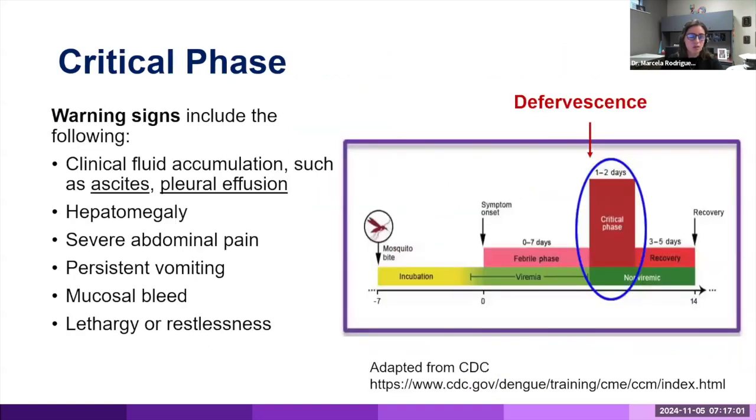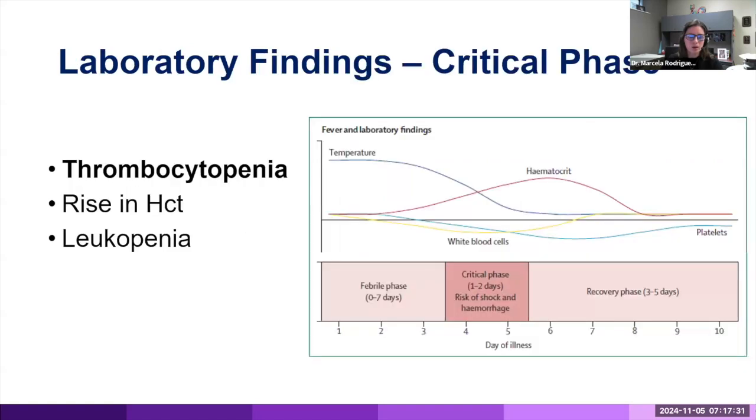After the febrile phase, we have the critical phase, which happens exactly after the patient defervesces. This critical phase has some warning signs, such as ascites and pleural effusion that represent clinical fluid accumulation. The patient would present with hepatomegaly, severe abdominal pain, persistent vomiting, mucosal bleeding, lethargy, or restlessness. The lab findings from this critical phase show significant thrombocytopenia, a rise in the hematocrit, and leukopenia too.